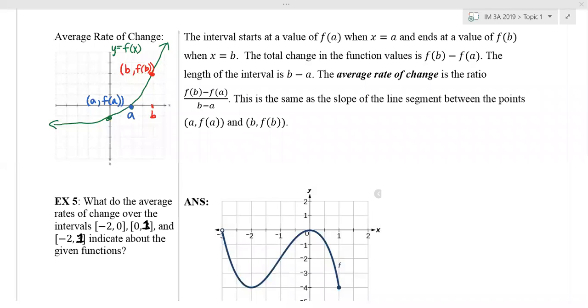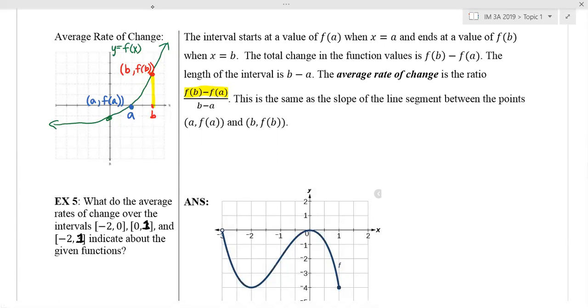The last concept from section 1-1 is average rate of change. And so average rate of change is the ratio f of b minus f of a all over b minus a from a graph. So if I look at what's happening here, f of b minus f of a is this vertical distance between my 2 points. Okay, so between point A and point B, the vertical distance is f of b minus f of a.